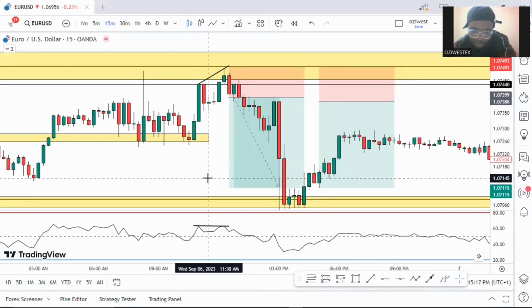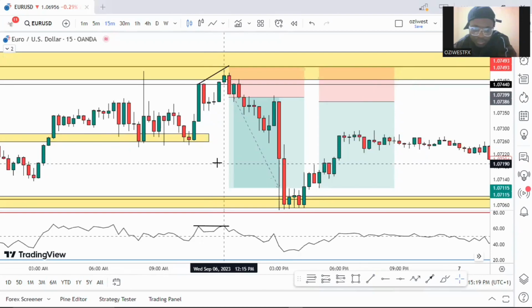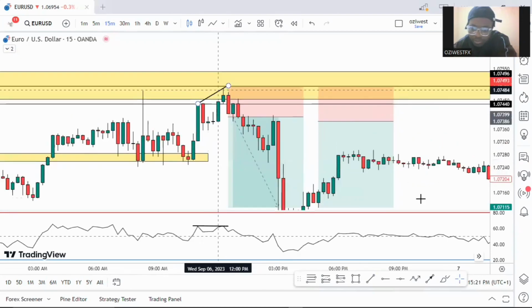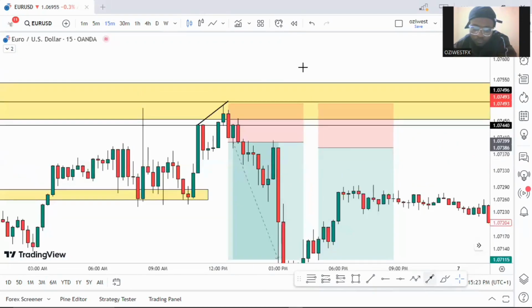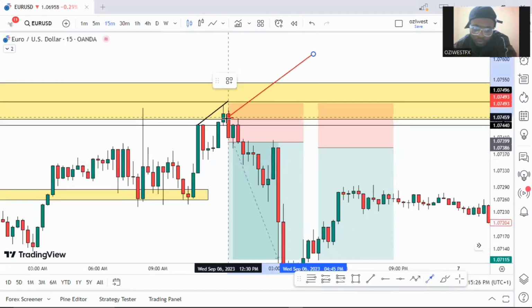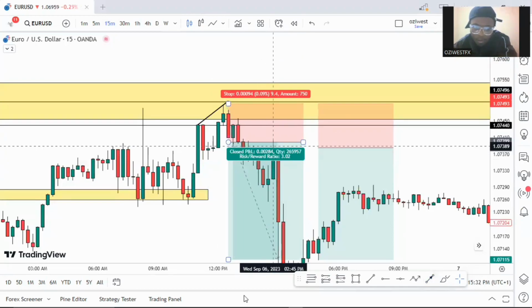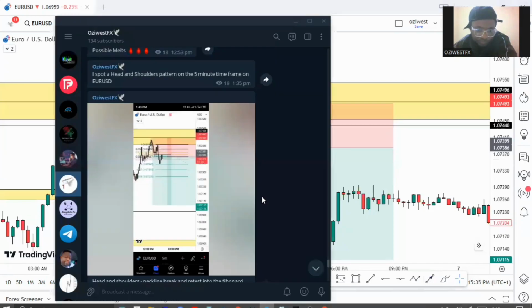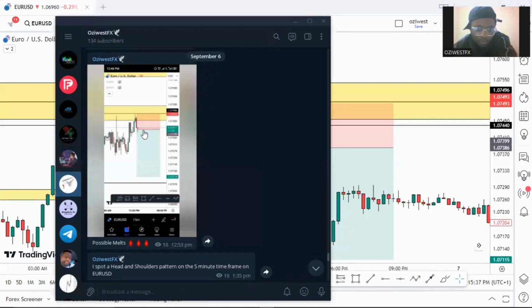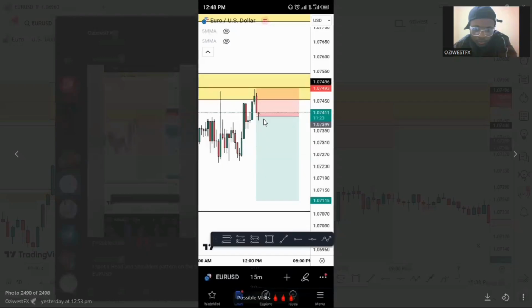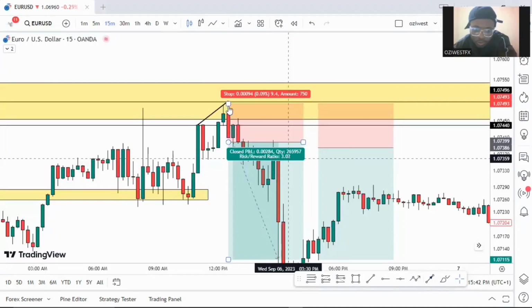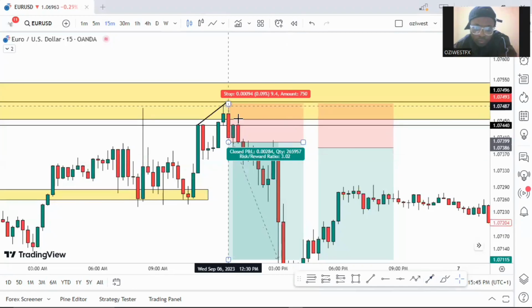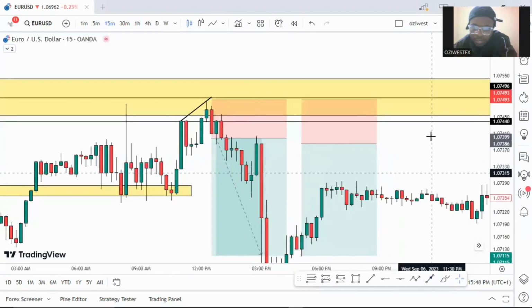I was expecting price to give me an entry signal, which it did, which was this bearish engulfing candlestick. On seeing that price has closed a bearish engulfing candlestick, I called out the trade here, executed with stops above that resistance level.